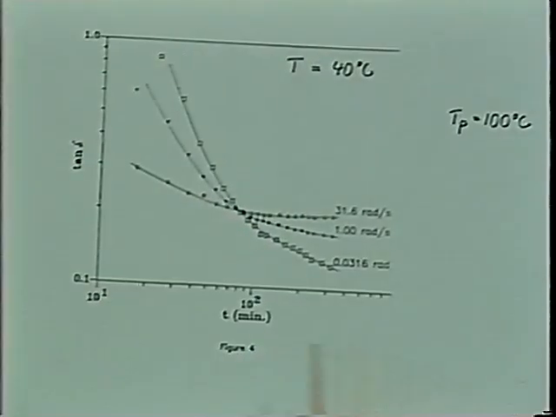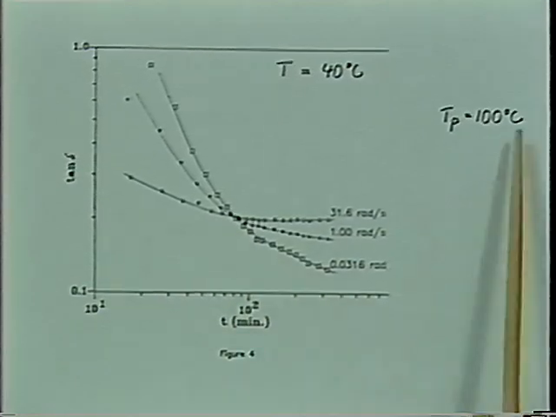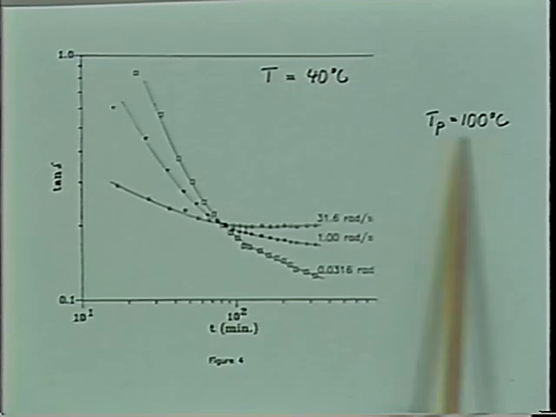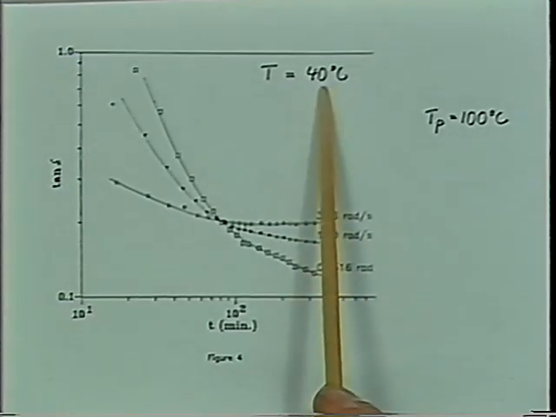Tan delta is more interesting. Tan delta in the sample which has been preheated to 100 degrees for a while. The whole structure had been melted completely. And then it's supercooled to 40 degrees.